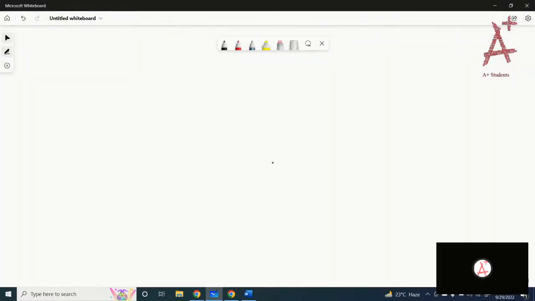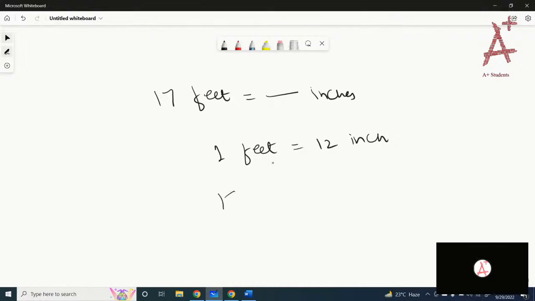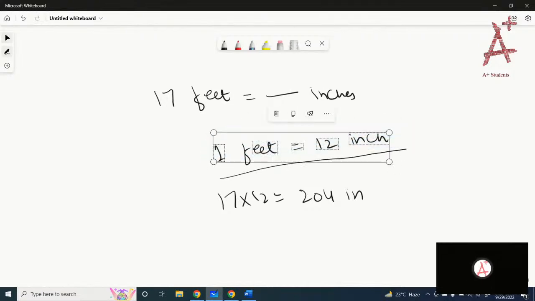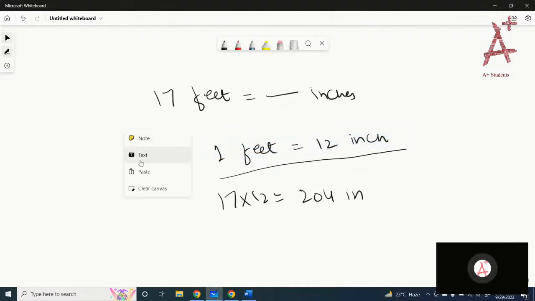Okay, the next one is 17 feet equals how many inches? You are converting from feet to inches. We know that in 1 foot we have 12 inches. So just multiply 17 by 12. 17 times 12 is 204 inches. Got it? You can note down these conversion rates in your notebook. They are very helpful when you are doing test questions or practice questions. Got it?